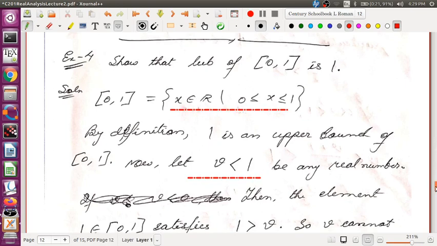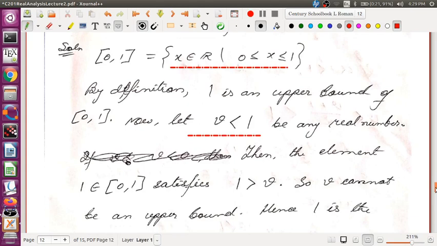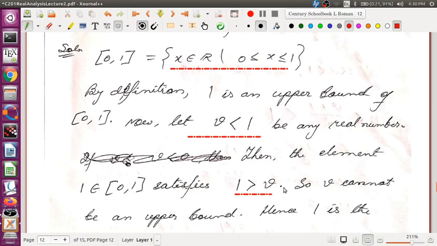So what do I have to show? I have to show that v cannot be an upper bound. That means I have to find at least one element inside the set [0, 1] which is strictly greater than v. In this particular case it's very obvious: if v is less than 1, then which element x of this set satisfies x greater than v? The element 1 itself. 1 belongs to [0, 1] and satisfies the condition that 1 is strictly greater than v.